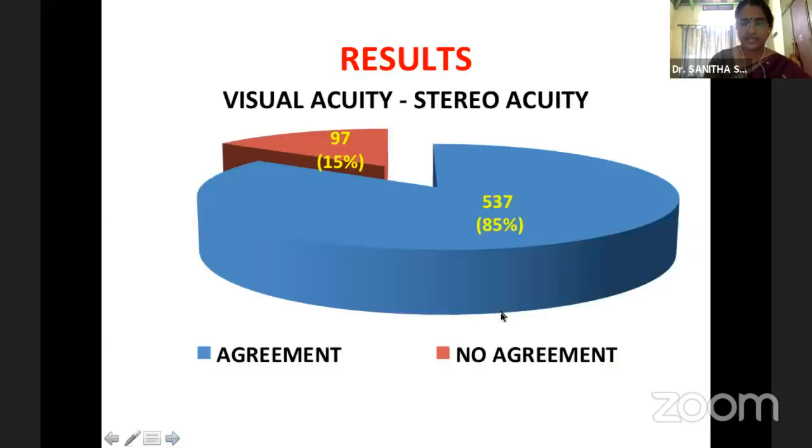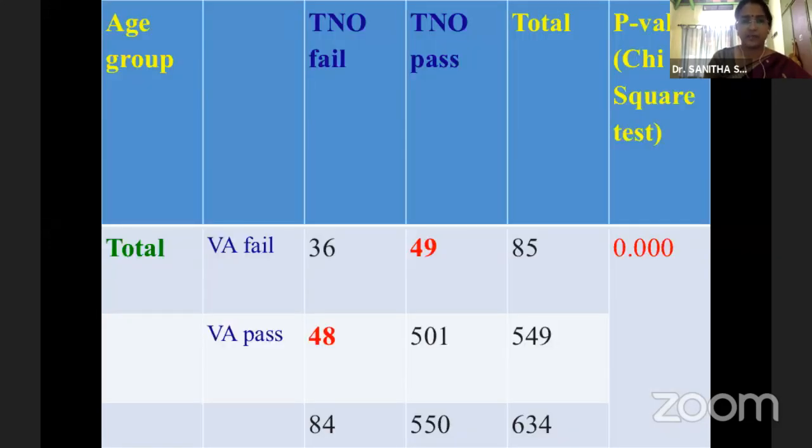So this is our result. All the children underwent the two tests, out of which 85% showed agreement in terms of referral. But 15% of children did not show agreement between the two tests in terms of referral. This is a significant number. And again, when we tabulate in a 2x2 column, we can see that those children who actually failed visual acuity had passed TNO test. There were 49 children like that. And those who actually passed the visual acuity, 48 of them actually had failed the TNO test.